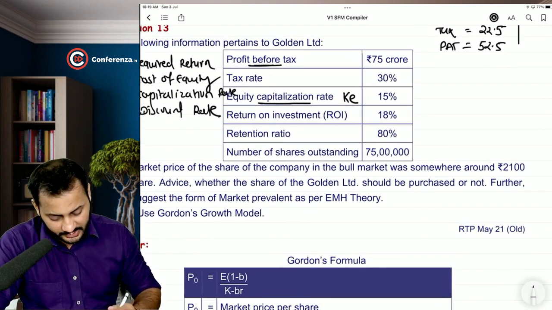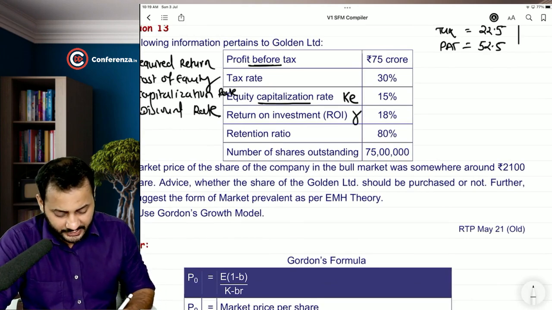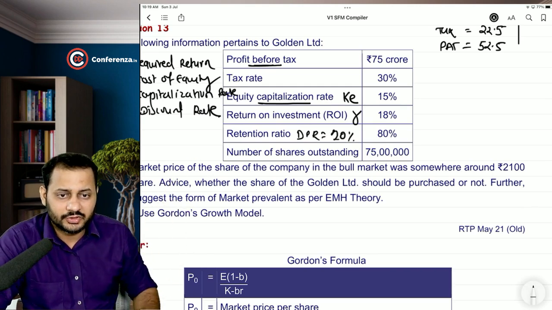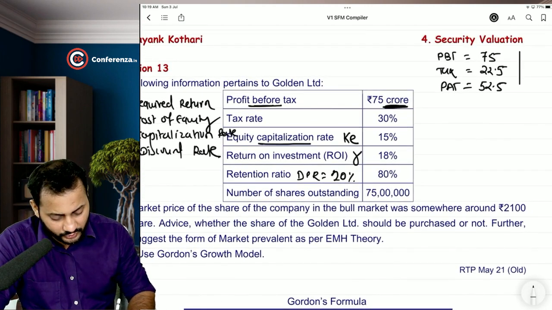Okay, so capitalization rate is Ke, ROI 18%, retention ratio you can say 80%. With that you can calculate dividend payout ratio as 20%. Am I right? Then number of shares outstanding comes to 75 lakhs, and please remember these are in crores. So I will just write down number of shares in crores, which is 0.75.